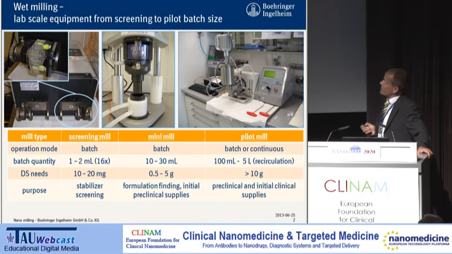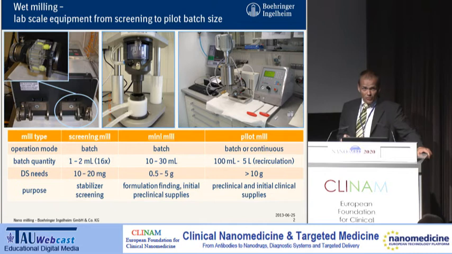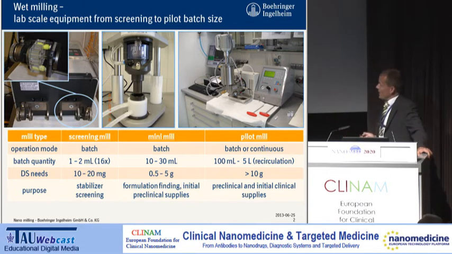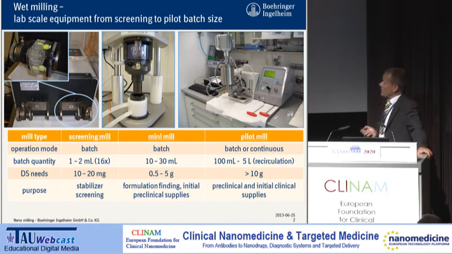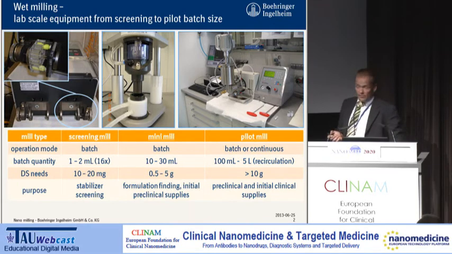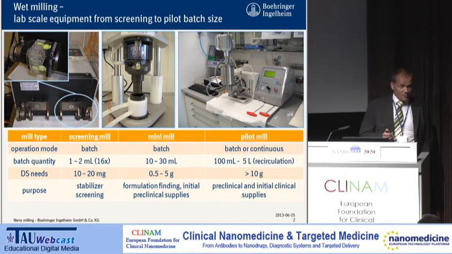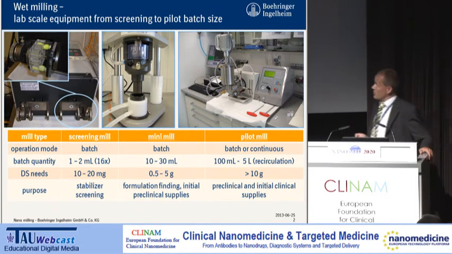And then the last stage is a pilot mill. This can be run batch-wise or in a continuous operation mode. If we run it in recirculation, we can say process volumes up to 5 liters here. And the drug needed then starts in the smallest scale, roughly at 10 grams. And then, of course, it's open-end there, depending on the volume we apply. And this is then still used for preclinical studies or even initial clinical supplies for a phase 1 study or something, if it's transferred to a GMP environment then.